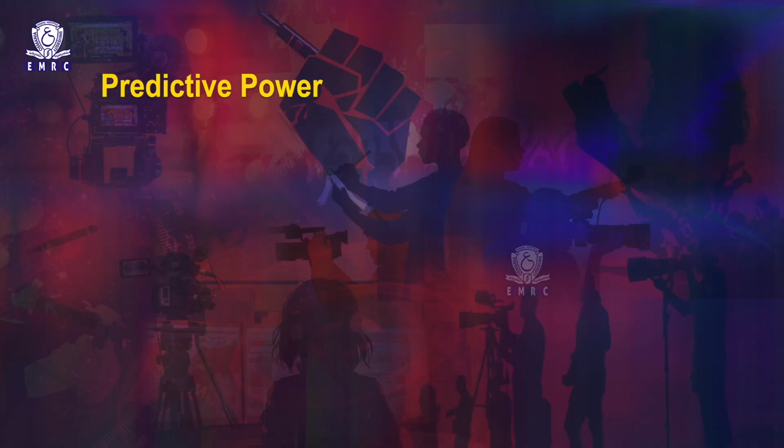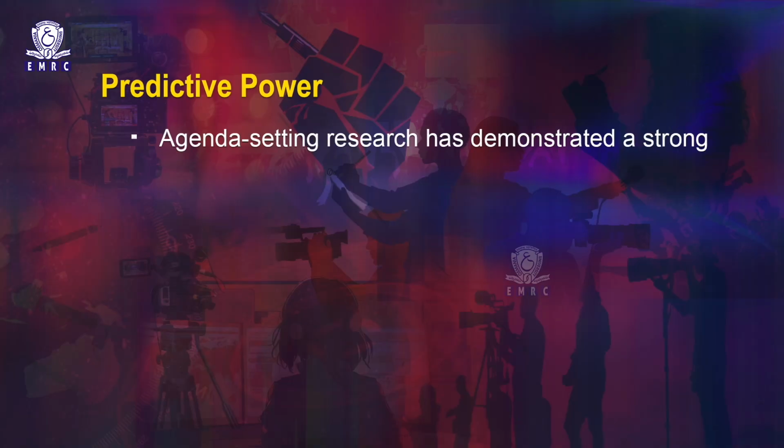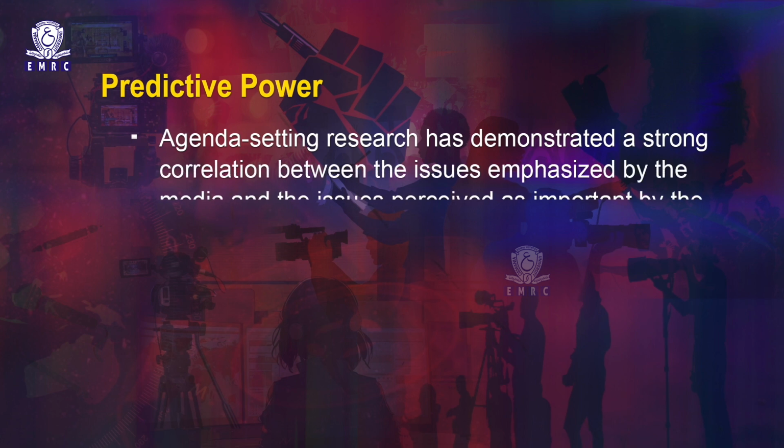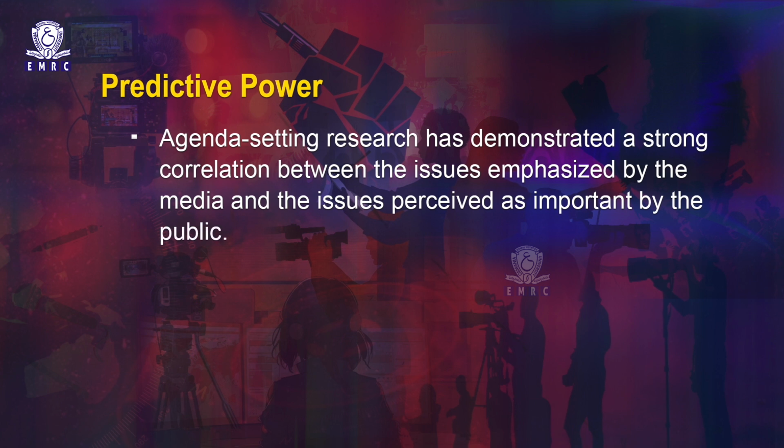Media agenda versus public agenda. The theory distinguishes between the media agenda and the public agenda, emphasizing that the media doesn't tell people what to think but rather what to think about. This differentiation provides a nuanced perspective on the media's impact on public opinion.